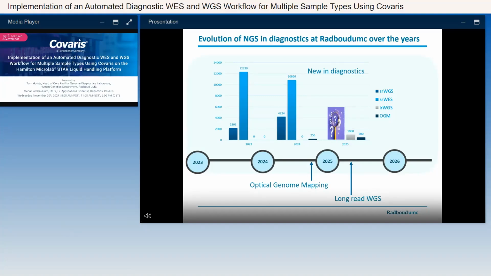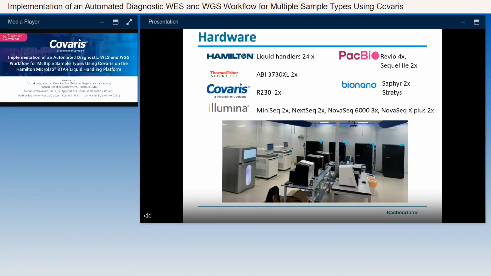Now, how will it look in our laboratory for hardware? We have a couple of liquid handlers from Hamilton, 2 Covaris systems to have a backup in the diagnostic field, a couple of Illumina sequencers and PacBio sequencers for the long reads, and also some BioNano systems for the optical genome mapping.